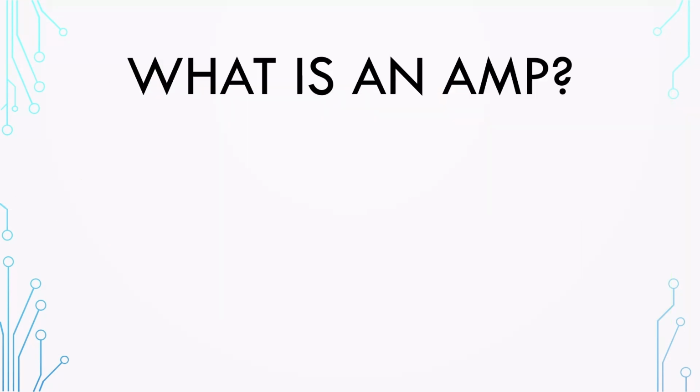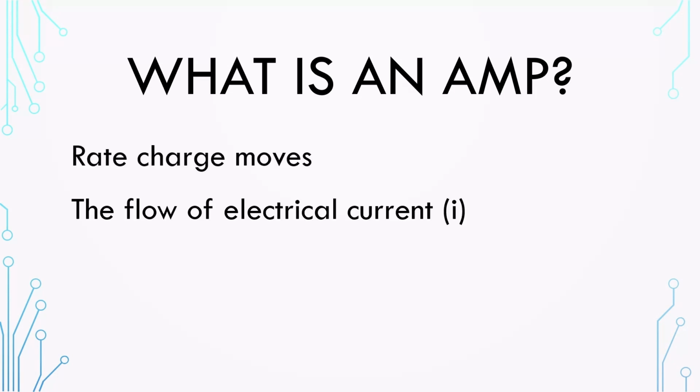So now that we kind of have an understanding of charge and a coulomb, what is an amp? An amp is the rate that a charge moves, and it's really the flow of the electrical current. Current, of course, being I, so anytime you see I, it's referring to current, which is just the rate that a coulomb or charges are moving across a wire. And 1 amp, that is 1 coulomb per second. So in 1 second, 1 coulomb of charges comes by, you got 1 amp.